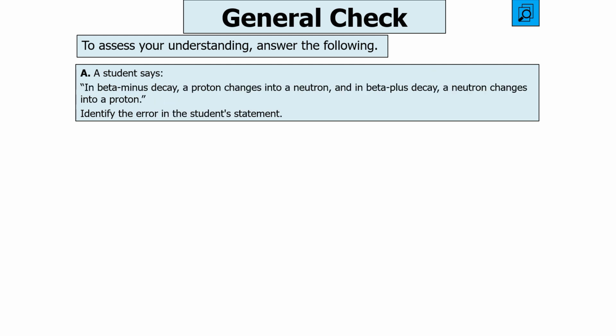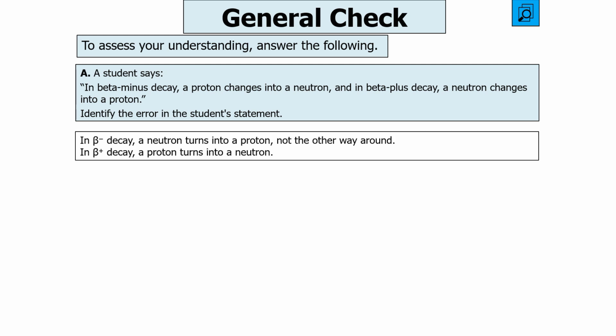The next question says, a student states in beta minus decay a proton changes into a neutron, and in beta plus decay a neutron changes into a proton. Identify the error in the student statement. So pause the video now, then unpause the video when you want to go through your answer.